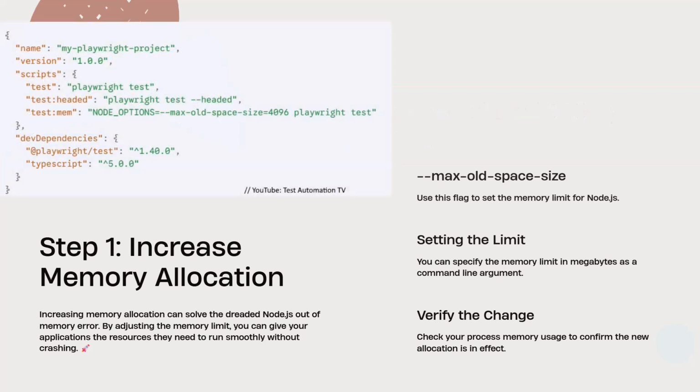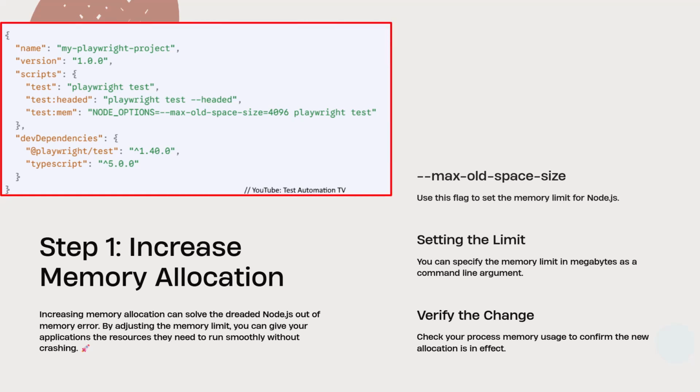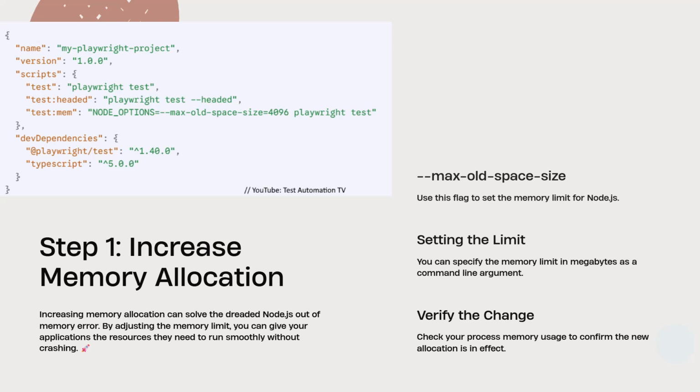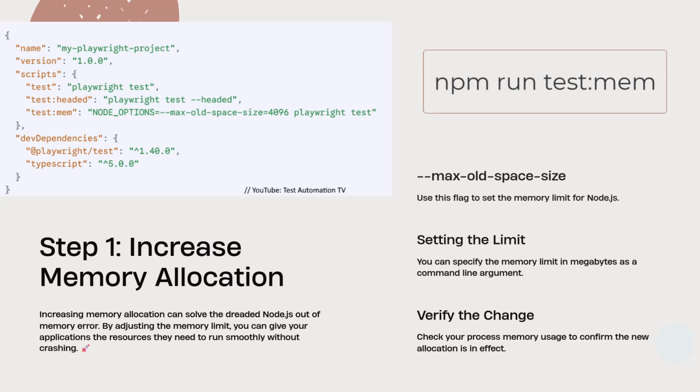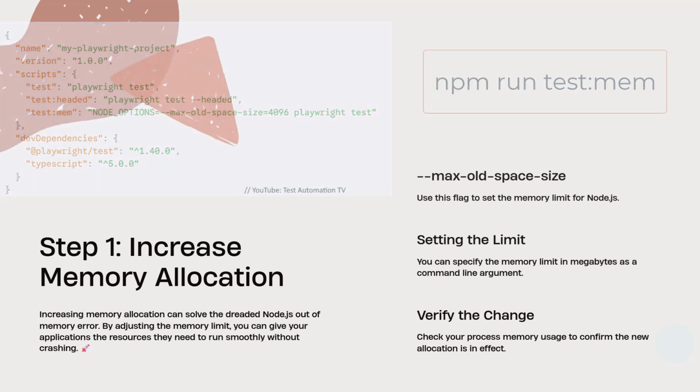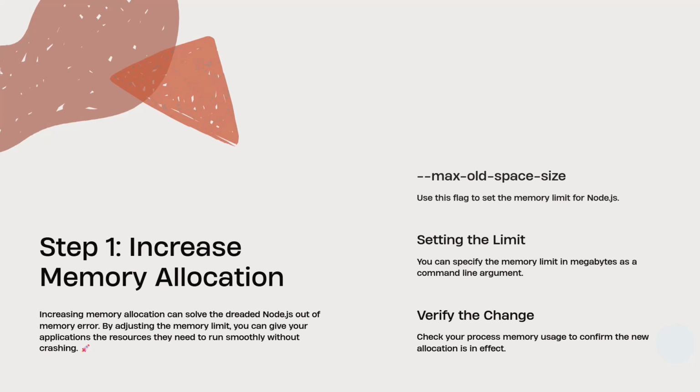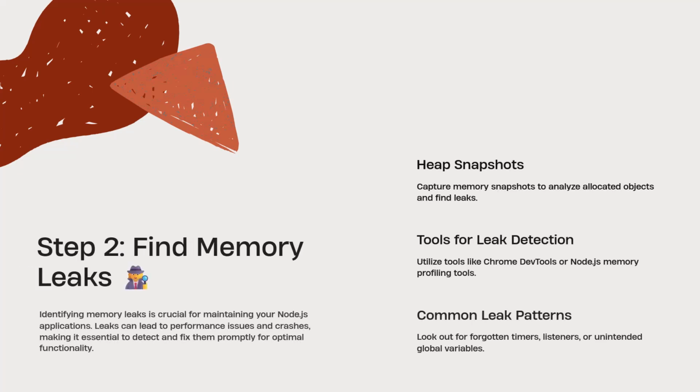Even better, you can make this change permanent in your project. Inside your package.json, you can add the script shown on the screen. When you make this change, you will be able to run npm run test:mem, and your Playwright tests are going to get plenty of memory every time. No more manual flags.